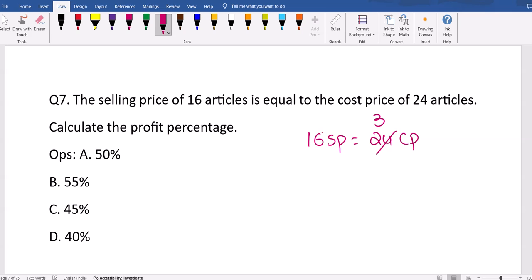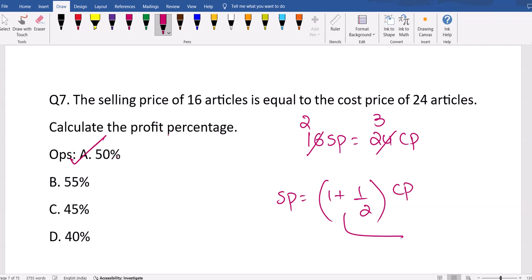8 3 times, 8 2 times. 3 by 2 can be written as 1 plus 1 by 2. What is 1? It means no profit, no loss. Plus means profit. How much profit? Half. Half means 50%. Half means 50 percentage. See, simple. No formulas, nothing. 1 minus something means loss, 1 plus something means profit.